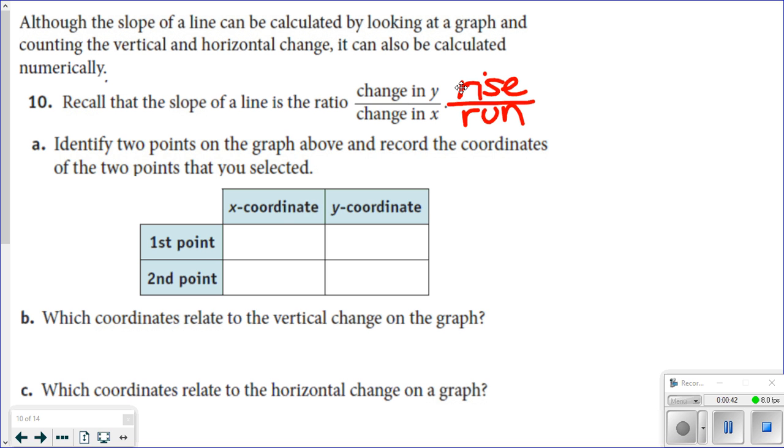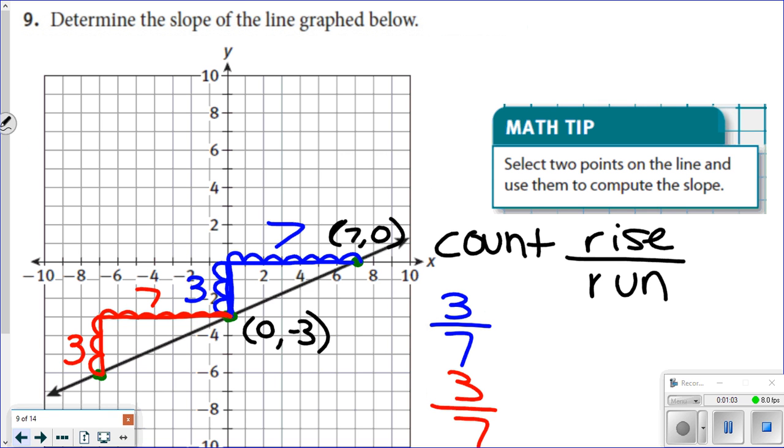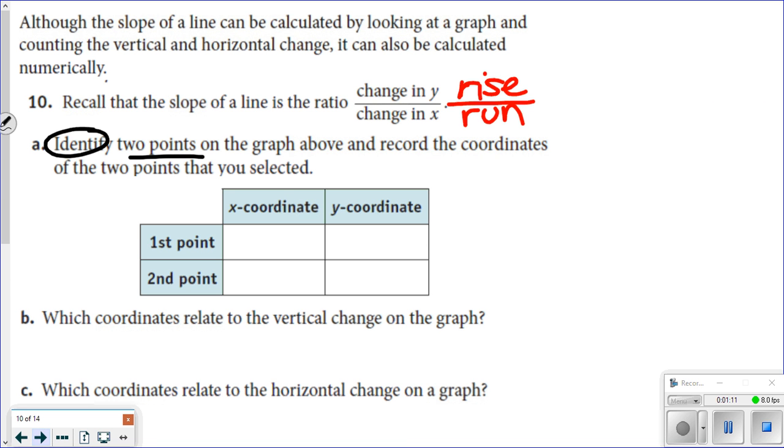Question A says to identify 2 points on the graph from page 125 and record the coordinates of the 2 points that you selected. So remember, I had you write down 2 points, (0, -3), that's our y-intercept, that's 1 point, and the second point happens to be our x-intercept, which is (7, 0). So let's write down (0, -3) and (7, 0). So my first point and my second point, we're writing down the x-coordinate and the y-coordinate.